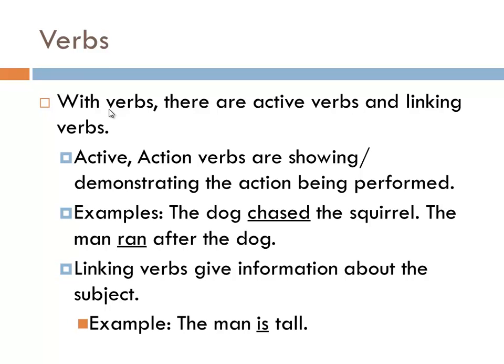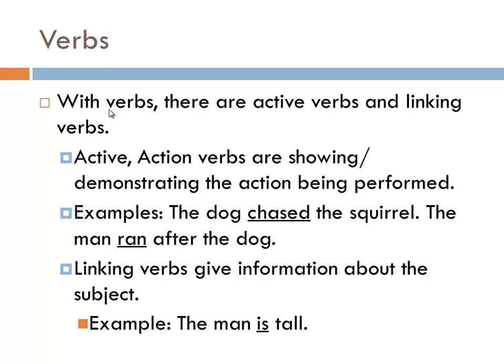Verbs. With verbs, there are active verbs and linking verbs. Linking verbs are also known as helping verbs. Most of the time, we consider verbs active, and they're doing action. These verbs are showing or demonstrating the action being performed. So a few examples. The dog chased the squirrel. Well, you could physically see a dog chasing a squirrel. And the man ran after the dog, who was most likely chasing the squirrel.